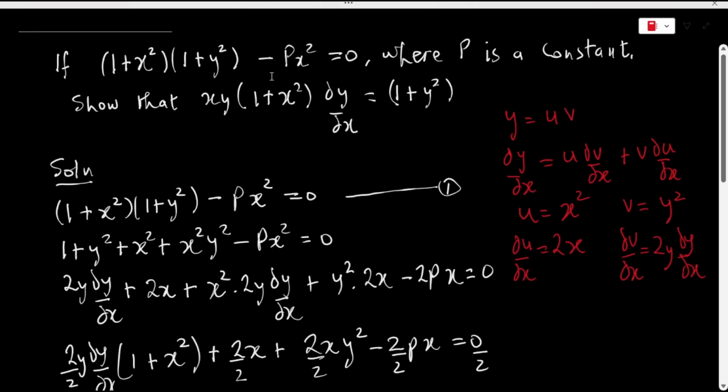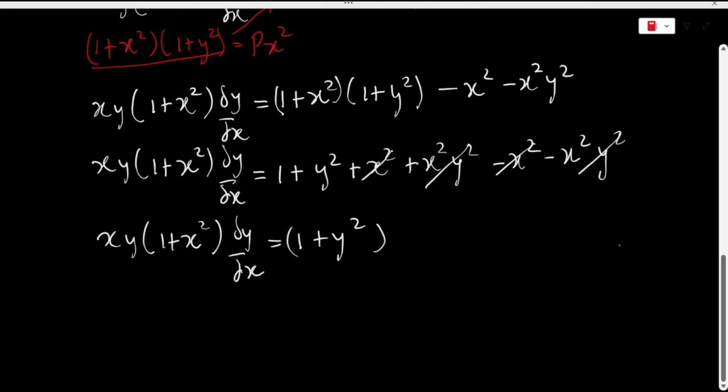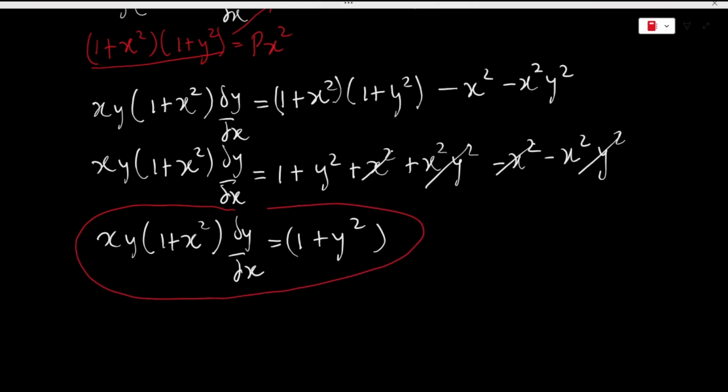So we have been able to prove that if we are given (1 + x²)(1 + y²) − p² = 0, where p is a constant, it has successfully been shown that xy(1 + x²) dy/dx is equal to 1 + y², which is this expression that we have gotten here.